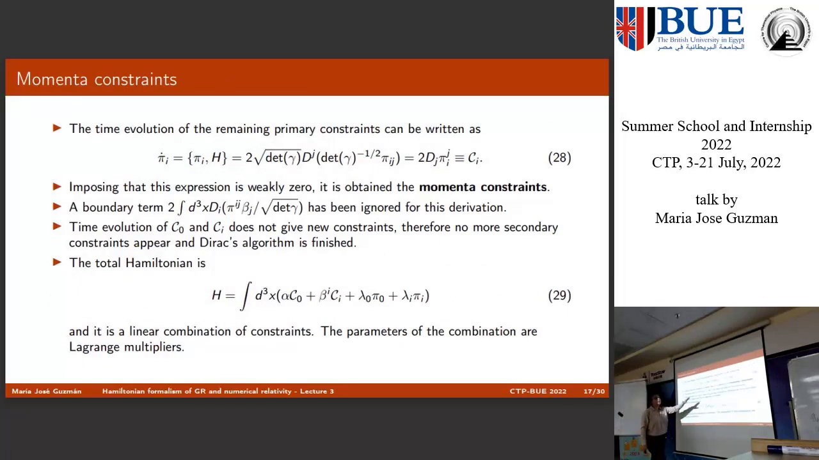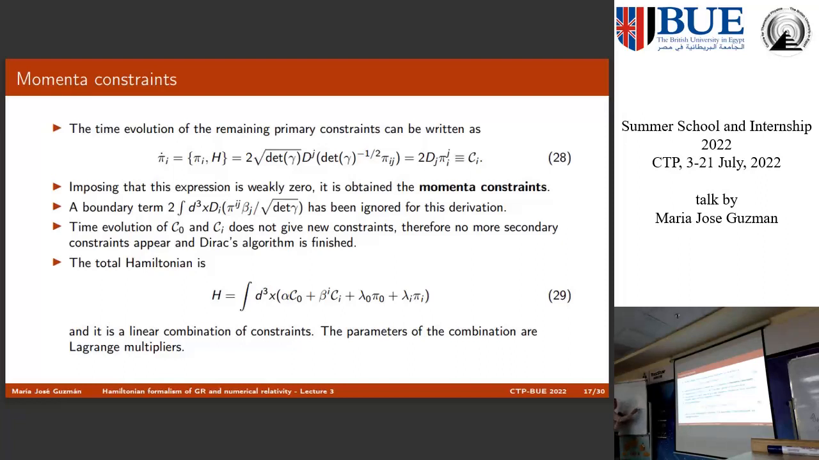Here, I just got a covariant spatial derivative of the momenta, which after lowering the index and applying to the metric, becomes an expression that I showed you before. So I have to impose that this is 0, and therefore they become the momenta constraints. And then, I started from a set of primary constraints, and I got C0, Ci, the Hamiltonian and momenta constraints.